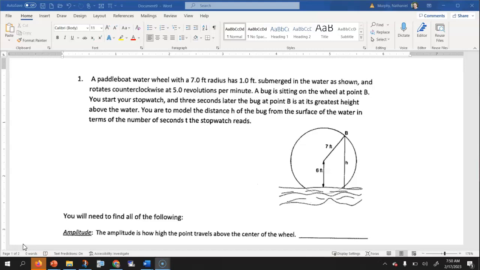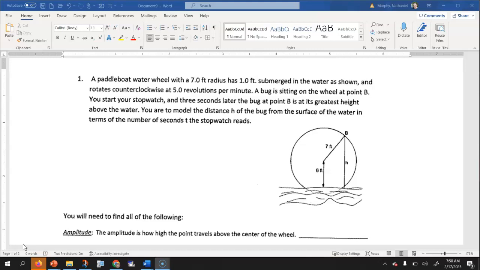And so in this first one, it says a paddle boat water wheel with a 7-foot radius has 1 foot submerged in the water as shown and rotates counterclockwise at 5 revolutions per minute. A bug is sitting on the wheel at point B. You start your stopwatch, and 3 seconds later, the bug at point B is now at its greatest height above the water. You are to model a distance h of the bug from the surface of the water in terms of the number of seconds the stopwatch reads.